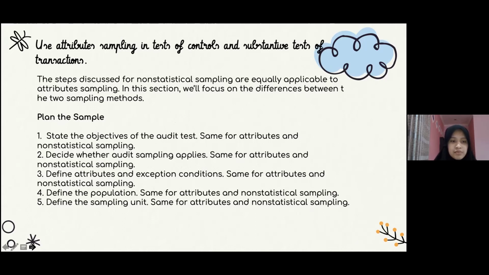For the sampling steps, there are several steps. The first one is state the objective of the audit test. Same for attribute and non-statistical sampling. Second, decide whether audit sampling applies. Same for attribute and non-statistical sampling. Third, define attributes and exception conditions. Fourth, define the population. Fifth, define the sampling unit.